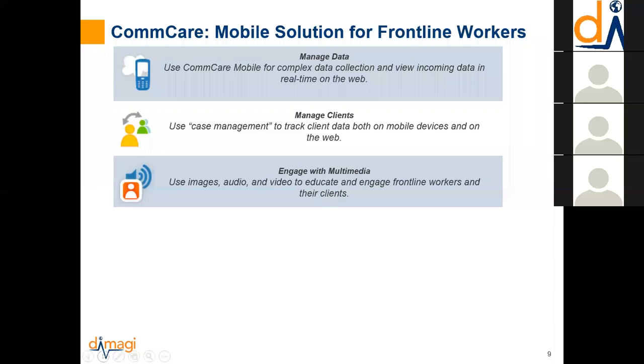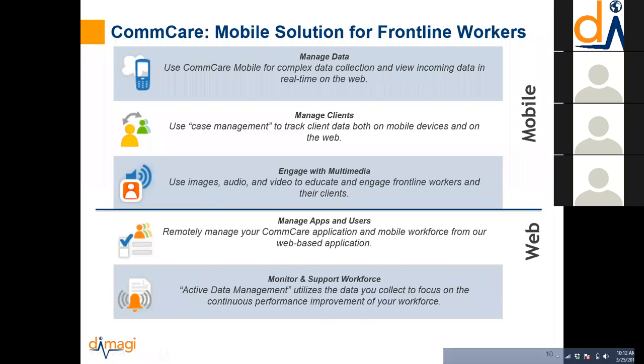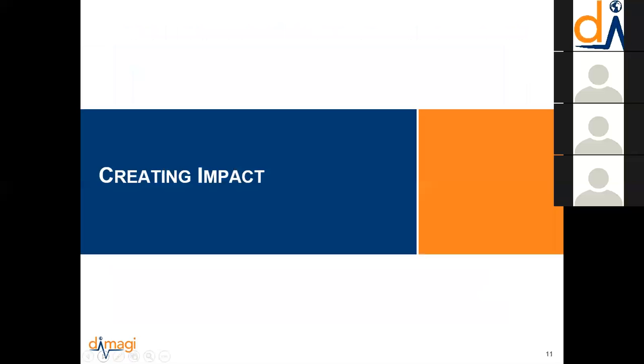So all of those flip charts that you often see out in the field can be put on a phone. And then on the website, you can manage the apps and the users. So things like adding new users or seeing how your workforce is performing. You can do all of that on the website, and then you can monitor them. We call this active data management, which is utilizing the data to focus on performance improvement of your workforce. So noticing that someone hasn't, for example, filled out any forms or has only followed up with 25% of their cases and their target is 100%. So you can do targeted performance management or follow up with low performers to improve their work.